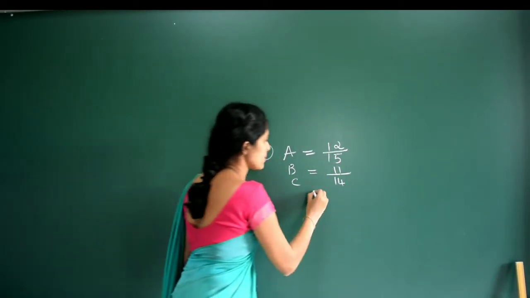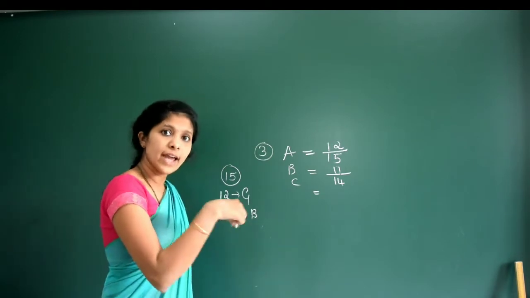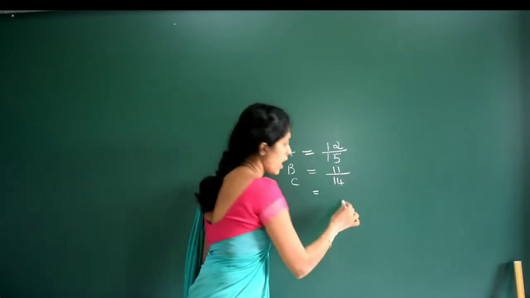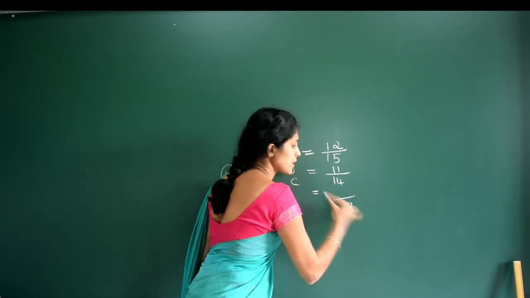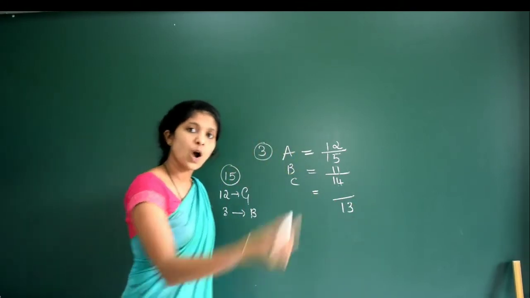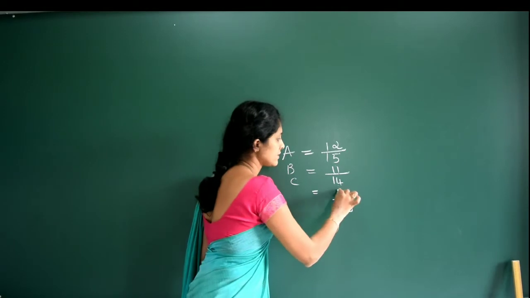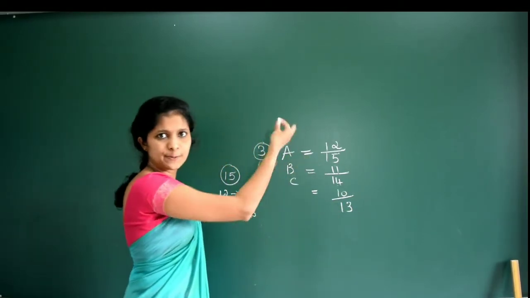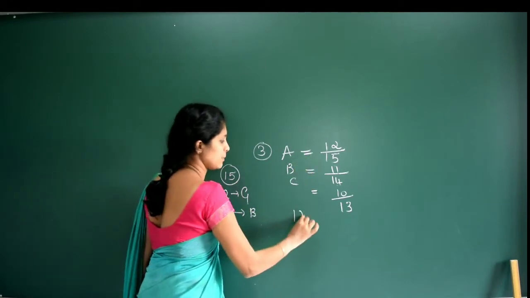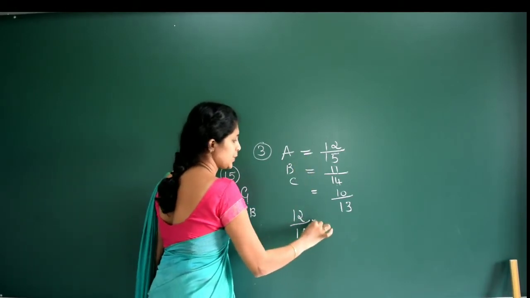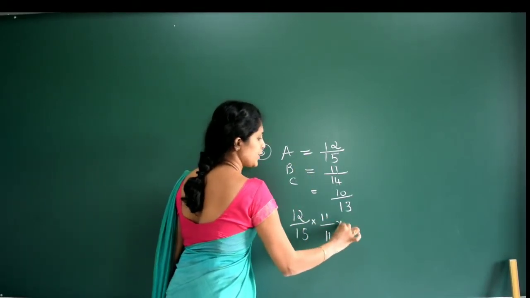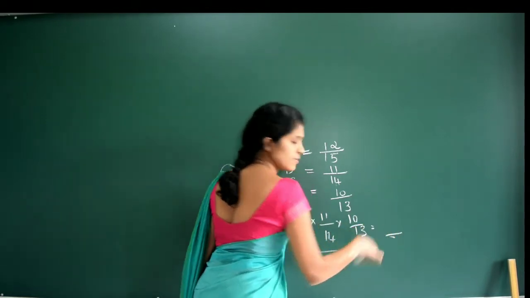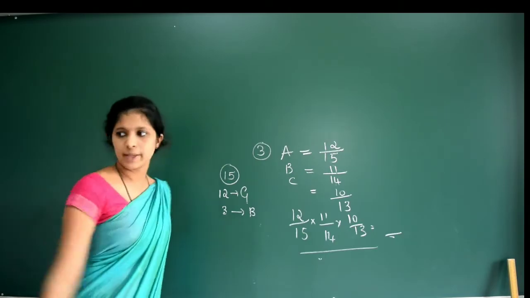Now what is the probability of C? Again we have to draw a good orange. Of the 14, 1 is done, so the remaining will be 13. How many good oranges are remaining? 10. Simple. So this is a simultaneous process, and the probability will be 12 by 15 into 11 by 14 into 10 by 13. So this will be the answer for this question. Is it clear? But here we will use the method.